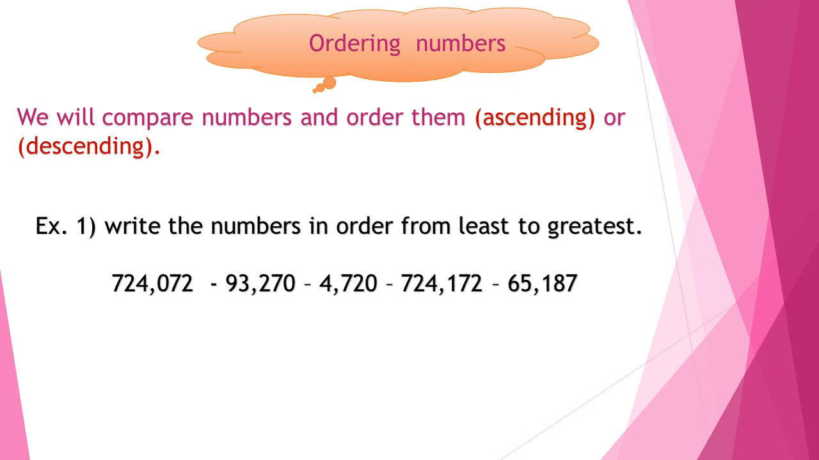Let's count the digits. We have here 6 digits. We have here 5 digits, 4 digits, 6 digits, 5 digits. Then the smallest number of digits, what? 4 digits. Then we write 4,720 and cancel it.